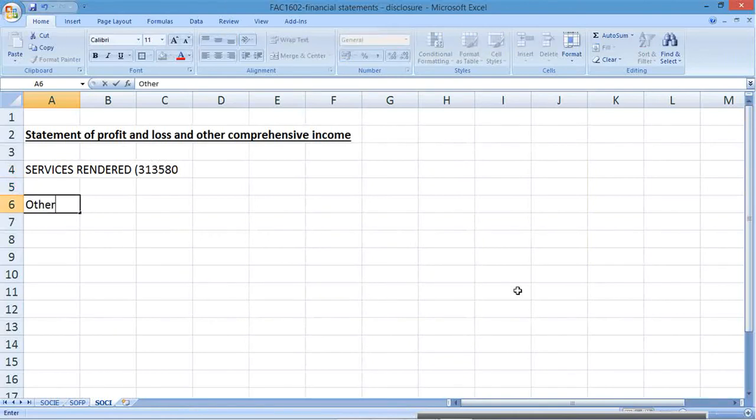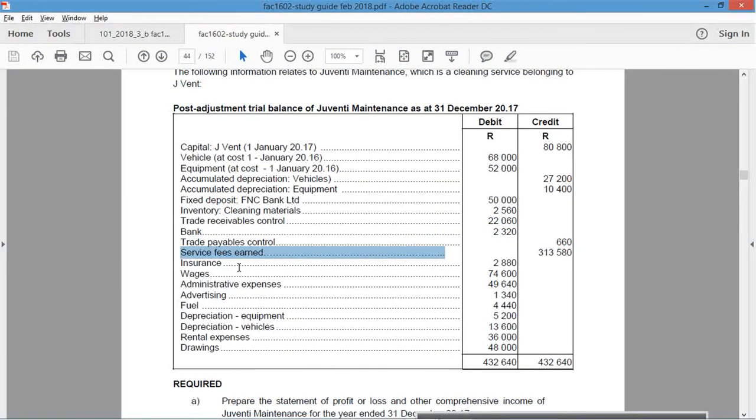Okay, then what? You can put a heading, other income, because this one doesn't need cost of sales, gross profit, whatever, because there's no formula. It's a service entity. And then it's other income, other expenses. Okay, so now let's see what else we've got here. Insurance is expense. Wages expense, admin expense, advertising expense, fuel expense.